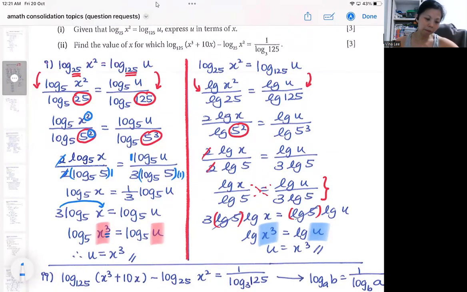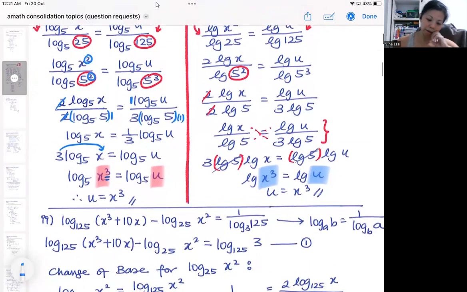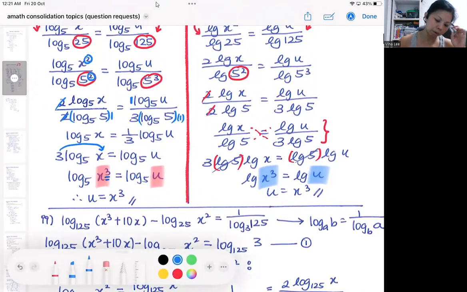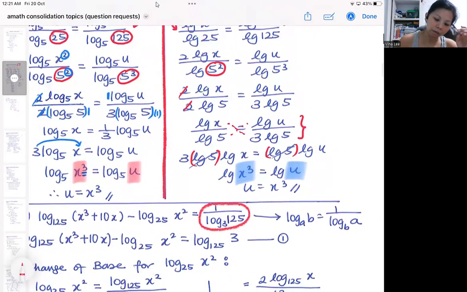Now, the second part of this question, again, you need to solve for x, but with a lot of change of base. So a lot of people will get stuck. Okay, so first of all, this is the first one that some people may get stuck. So actually, this one is a formula. So if I actually apply this formula.